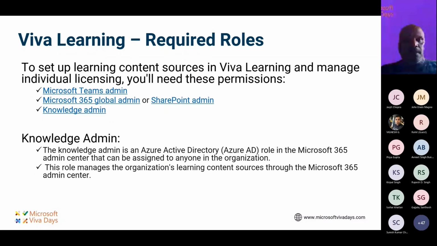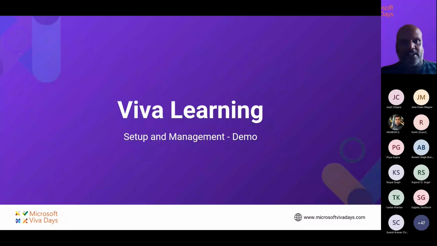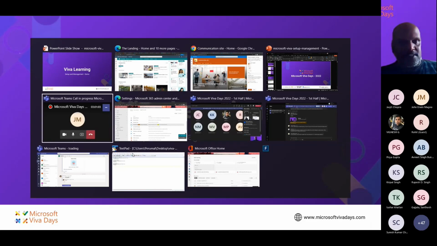So to do proper Viva Learning, you need three roles. You need to be a SharePoint admin, Teams admin, and you also need the knowledge admin role, an additional role. That is a knowledge admin that we discussed in Viva Topics, and here it is totally different. Knowledge admin is a specific role in Azure Active Directory. He can manage the learning content sources. So let's see the demo. Actually, the previous speaker has already shown you the demo, so I have taken time on other parts.